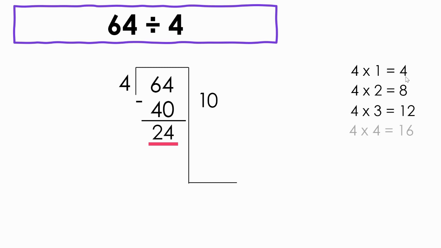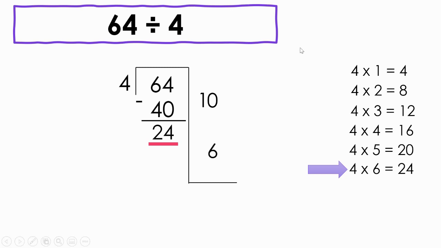4 times 3 is 12, 4 times 4 is 16, 4 times 5 is 20, 4 times 6 is 24. Oh, well, that's exactly what we're looking for. So we're going to be using the 6 multiple of 4. So we're going to put a 6 on the outside of our partial quotients symbol. Now we multiply our divisor, the 4, times the 6 that we just put here. 4 times 6 is 24. So now we can subtract and we have 0 left over.